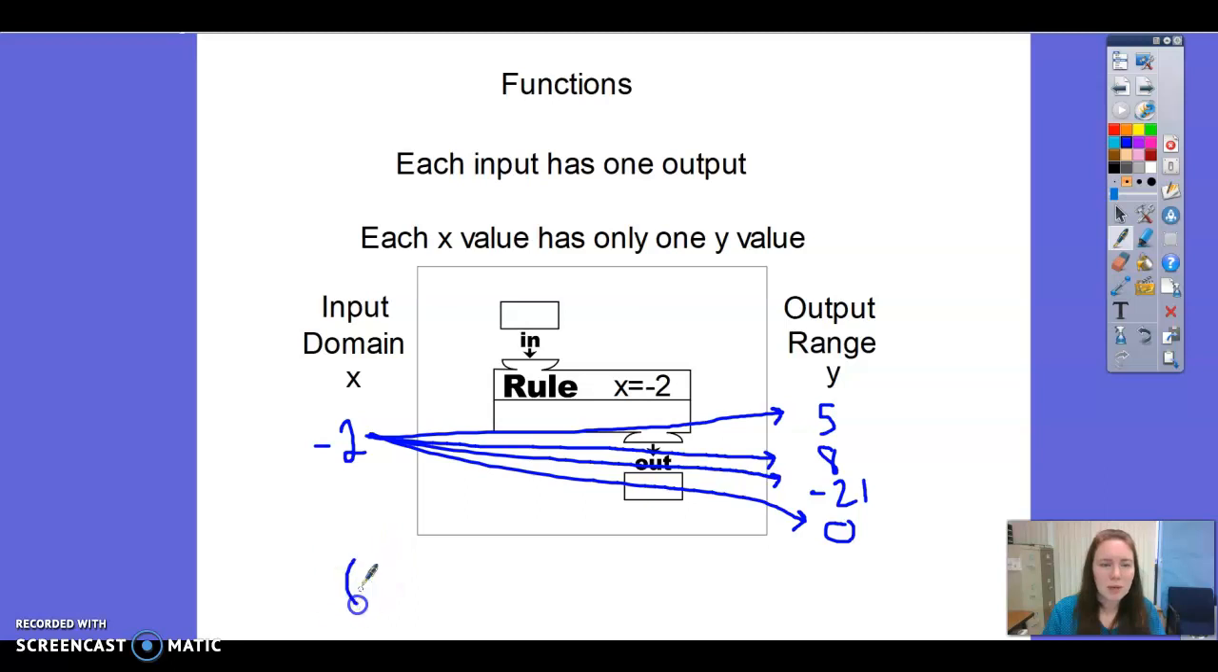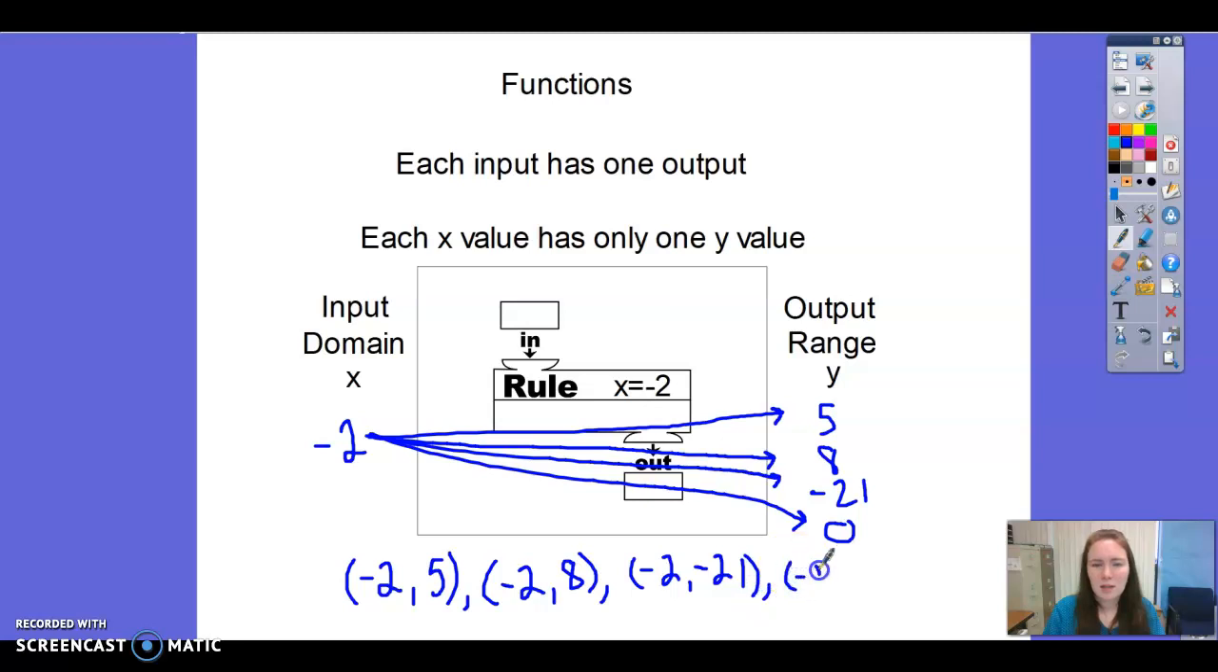What this would look like as a point, or as a set of points, is (-2, 5), (-2, 8), (-2, -21), and (-2, 0) with the little fancy brackets. And we always look at the x values. It's good if the x values are all different, but here the x values are all the same, so this is not a function.